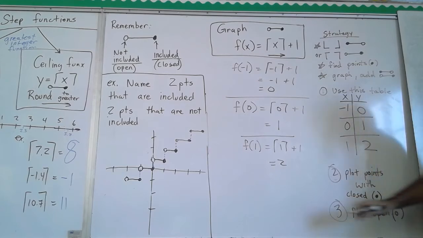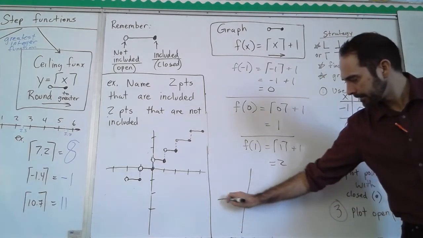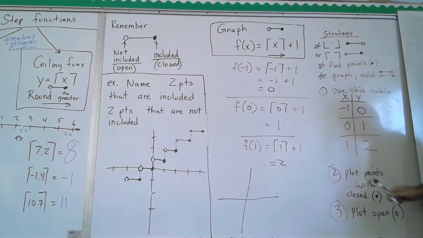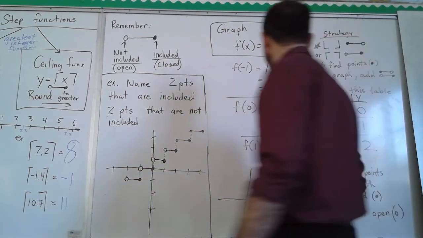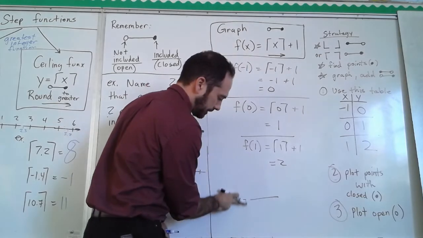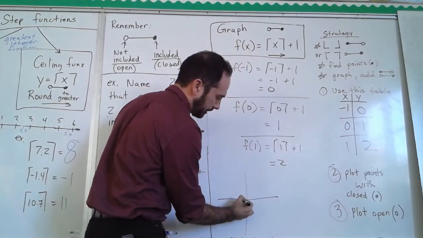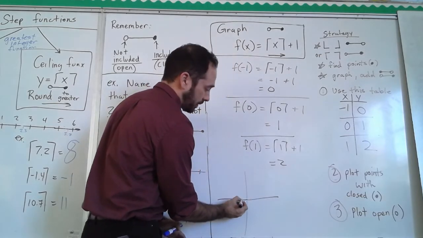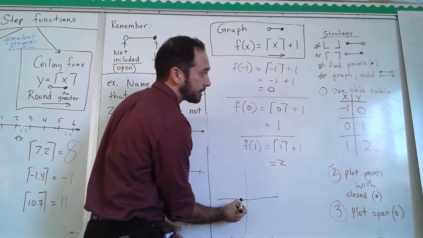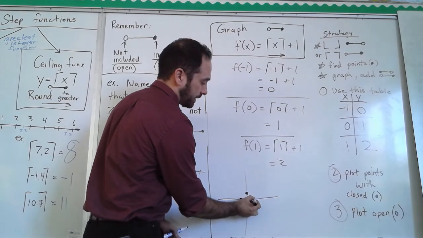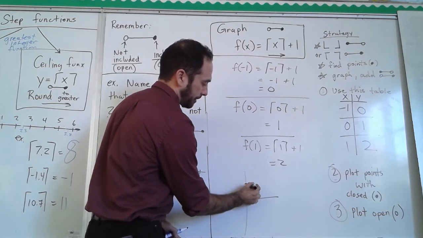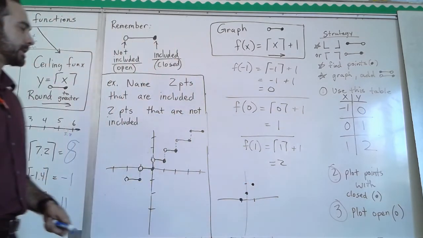So now I'm just going to make my graph, and step 2 is to plot the points that you have with a closed dot. Okay. So let's look and see. -1, 0, 0, 1, 1, 2. So I just plot those points.